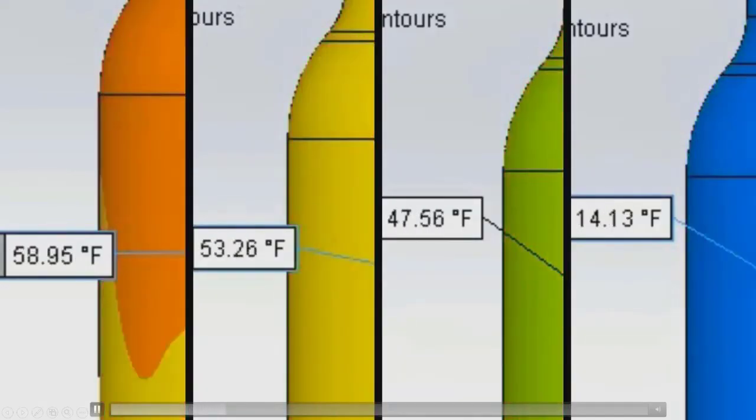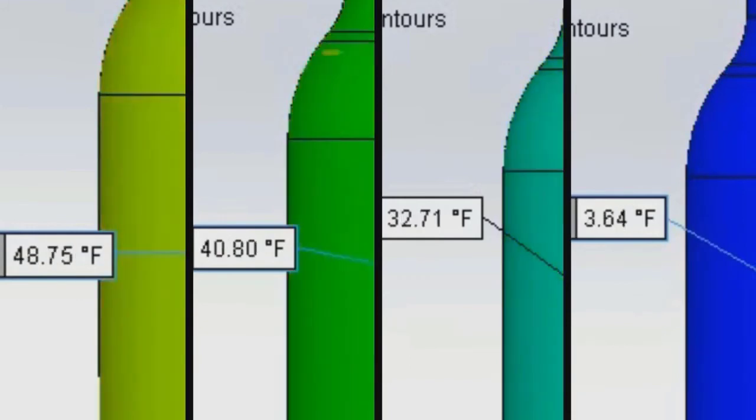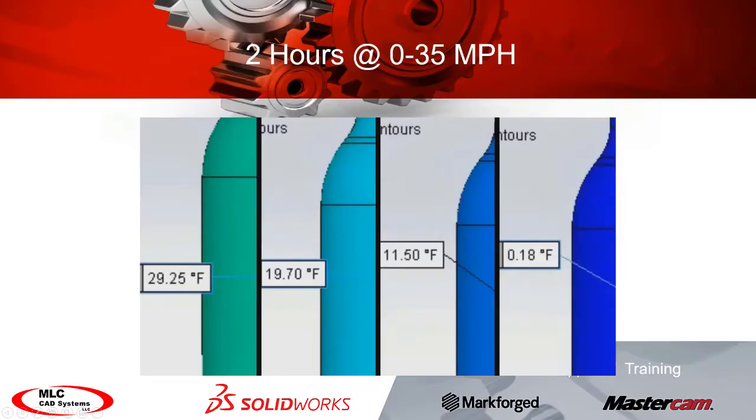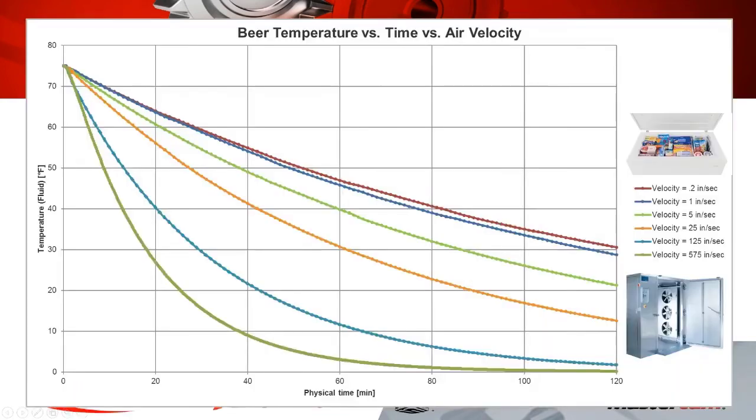So here's a real quick video animation, just kind of a portion of each bottle. On the right is the direct air, on the far left is the still air, and you can see how quickly they start to diverge, even though they're in the same study and the same setup, with just slightly different velocities of air. So here is the plot versus time of the temperature for each one of those examples.